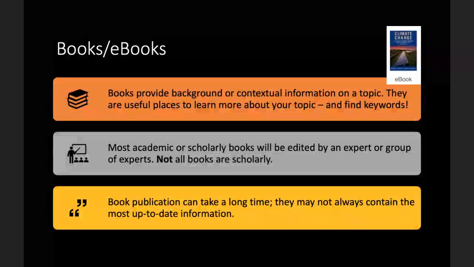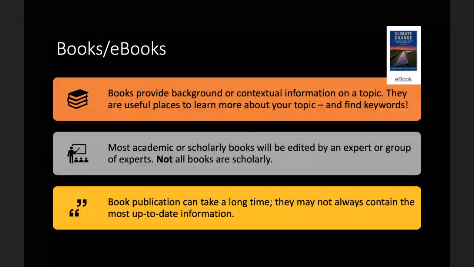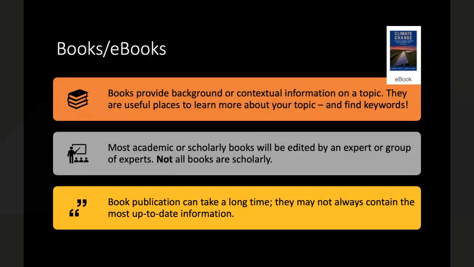Books are useful resources as they can provide background or contextual information on a topic. They will be one of the best places to go when you are just starting your research. They can also help you find keywords. Most academic or scholarly books will be edited by an expert or group of experts. Keep in mind that not all books are scholarly, and you may need to do some digging about who wrote and published a book before you decide to use it in your research.